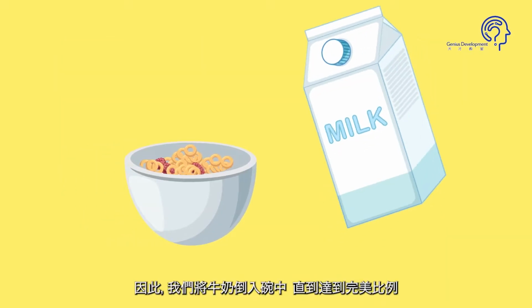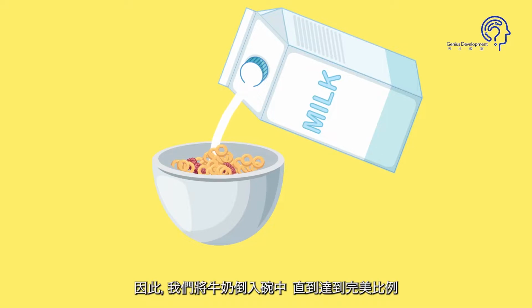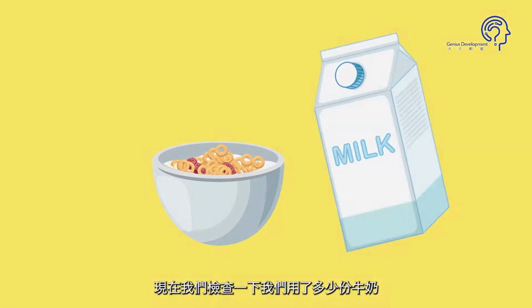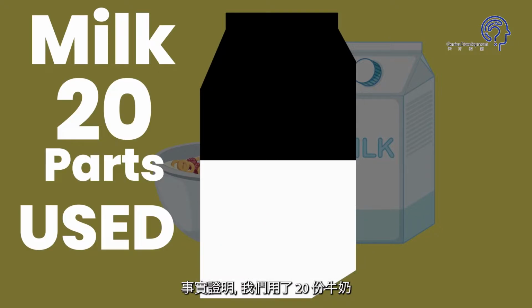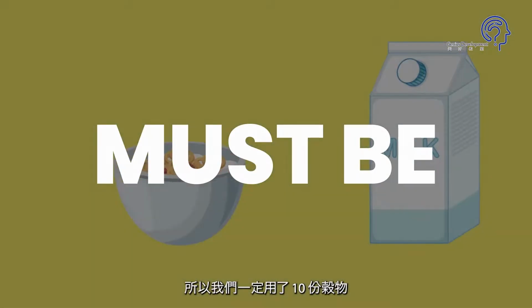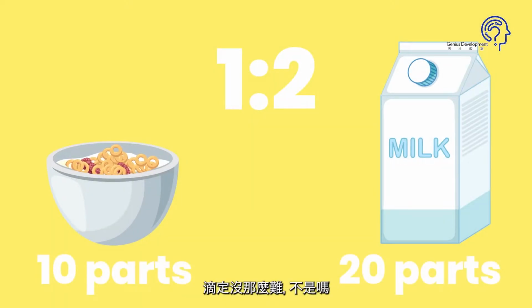So we pour milk into our bowl until we reach our perfect ratio. Then we look into our container and see how much milk has been removed. We can then detect that it only has 20 parts of milk. So that means that we have used 20 parts of milk. That must mean that we have 10 parts of cereal. That is a titration. Not so hard, is it?